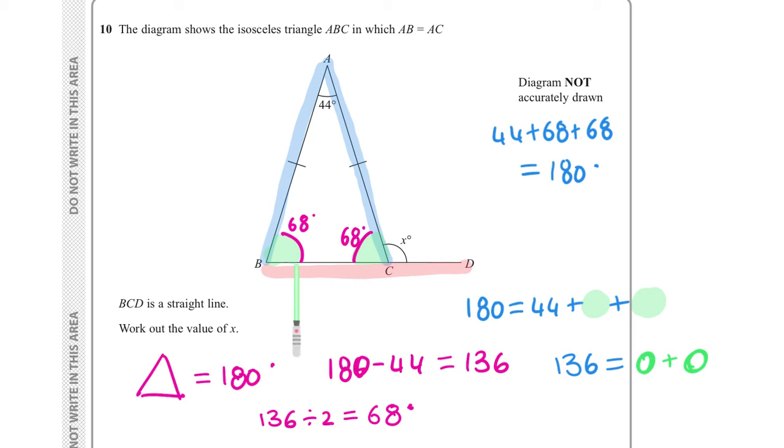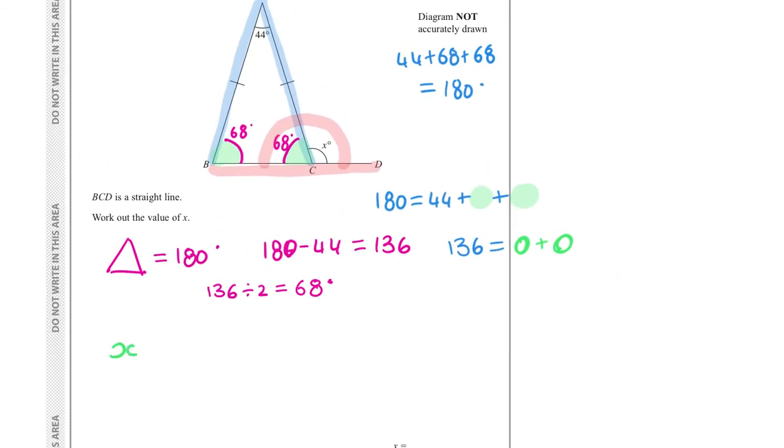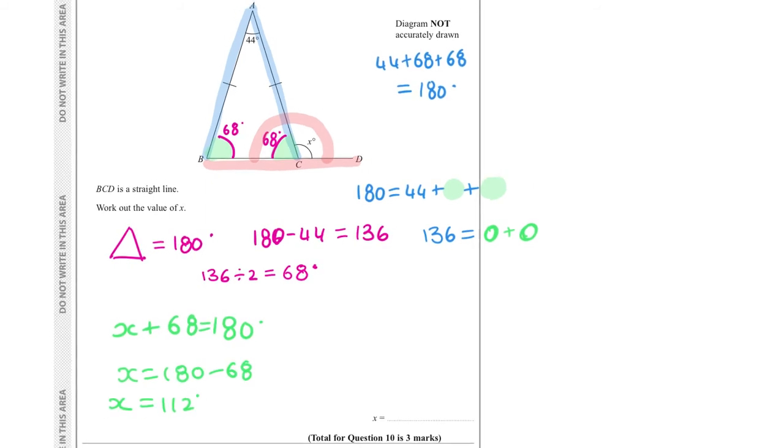Now the next part, it told us that this is a straight line. What do we know about angles on a straight line? They add up to 180. So x plus 68 adds up to 180. So how am I going to find the missing angle? 180 minus 68, which equals 112 degrees. So x equals 112. And what I've done is I've shown every step of my working. Okay, so I've got all the steps of my working, and this is what you need.